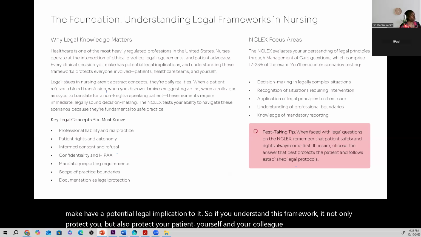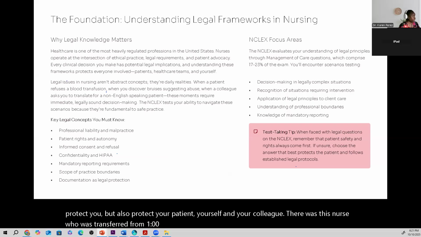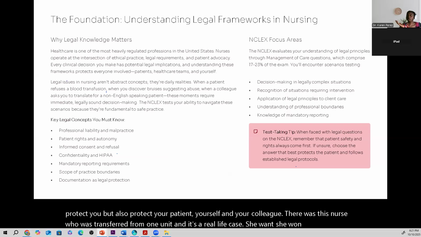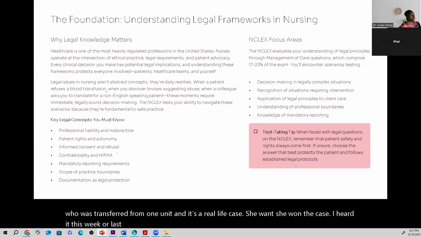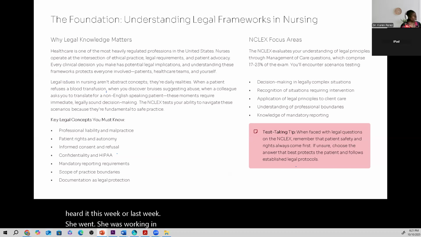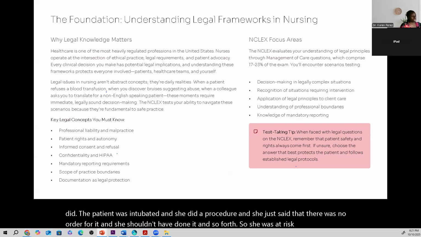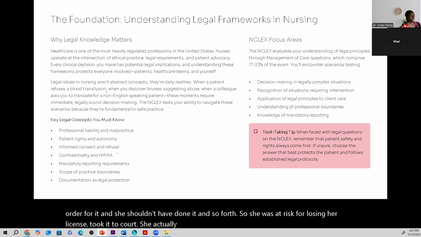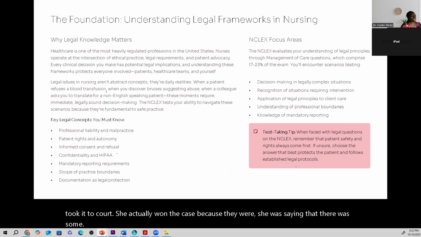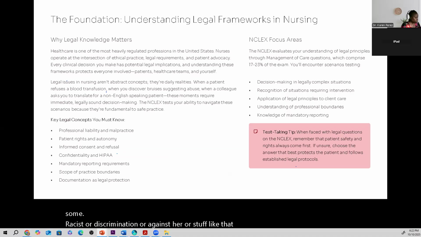There was this nurse who was transferred from one unit, and it's a real life case. She won the case. I heard it this week or last week. She was working in the ICU. The patient was intubated, and she did a procedure, and they said that there was no order for it, and she shouldn't have done it, and so forth. So she was at risk for losing her license. She took it to court. She actually won the case because she was saying that there was some racism or discrimination against her. So she actually won the case.